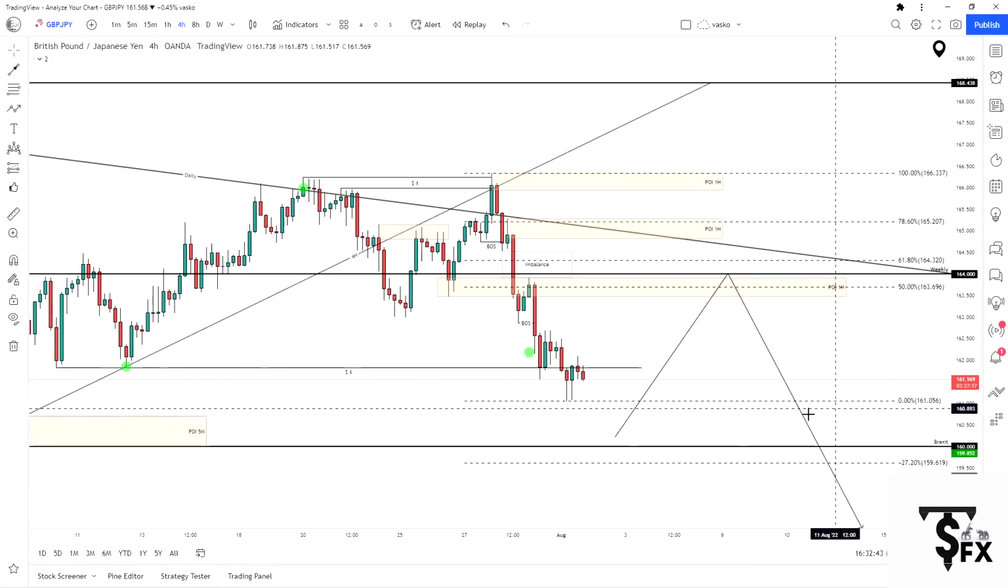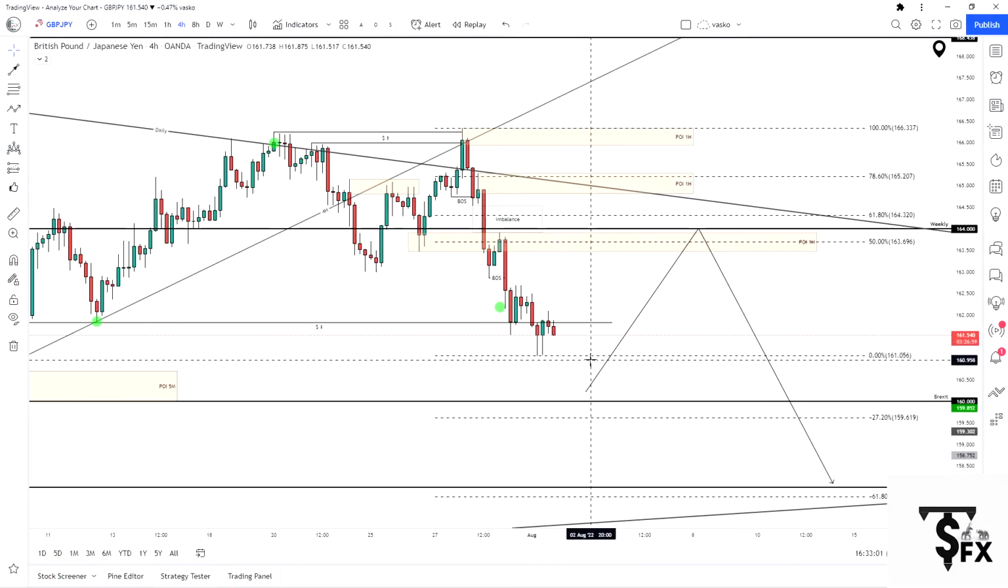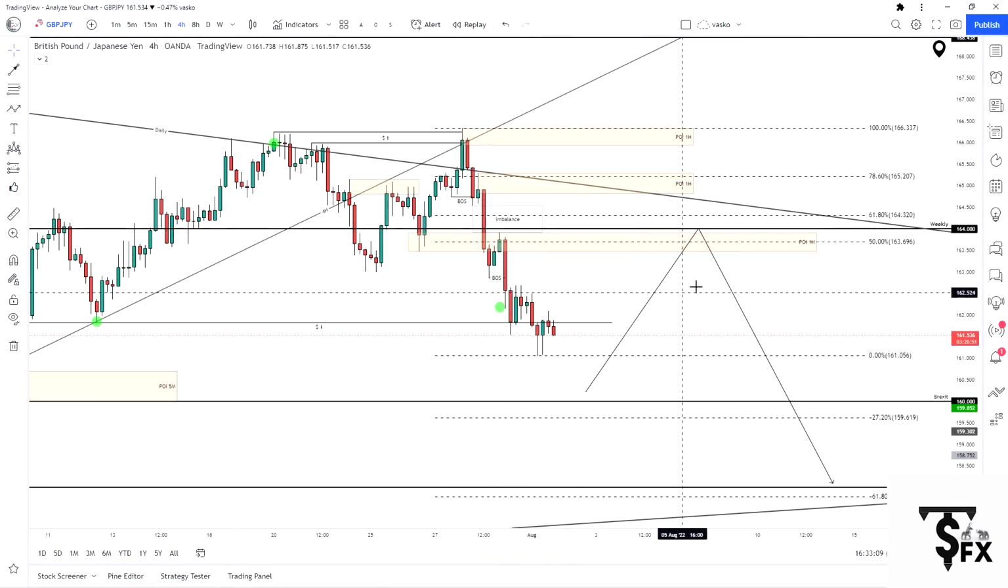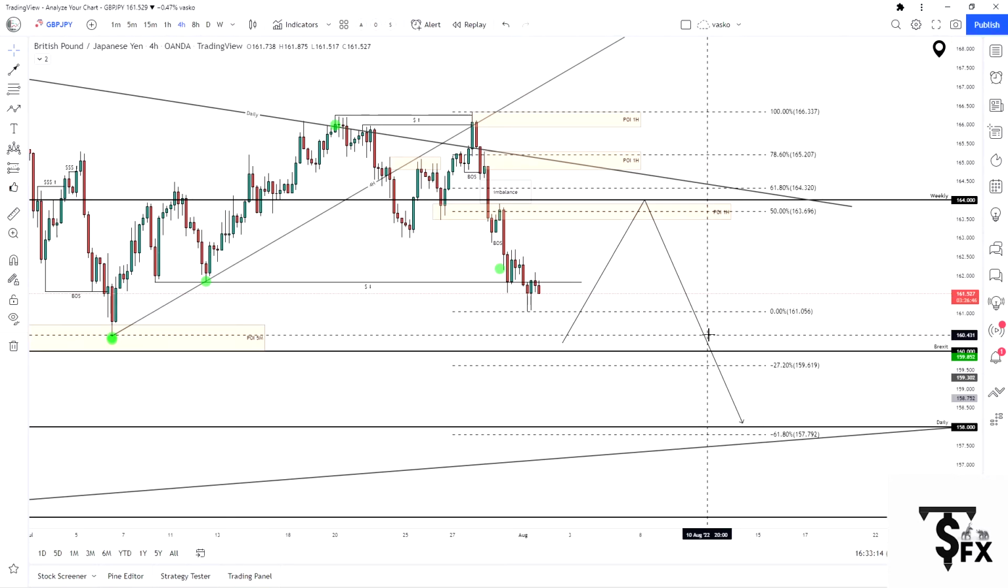So on 4-hour chart, we expect the price to go down to this Brexit level. We are expecting the price to make a correction to the weekly level because here we have an imbalance that has to be taken. And then the price to continue its downward movement.